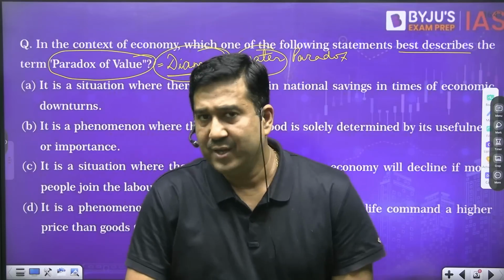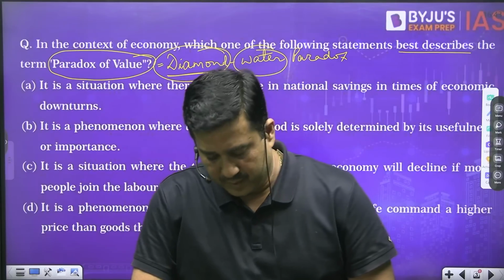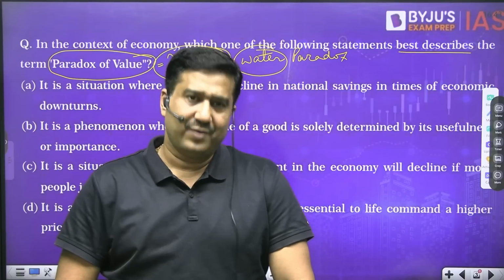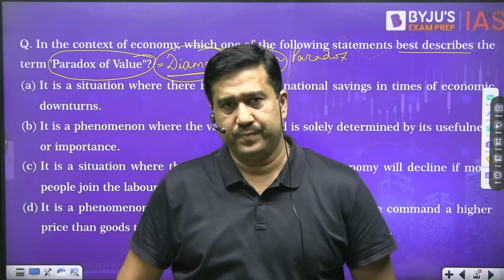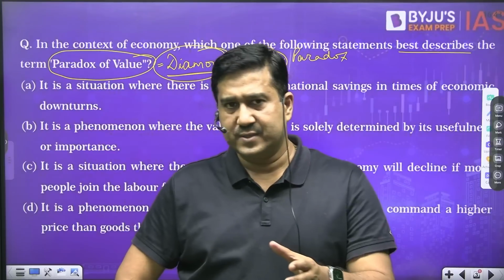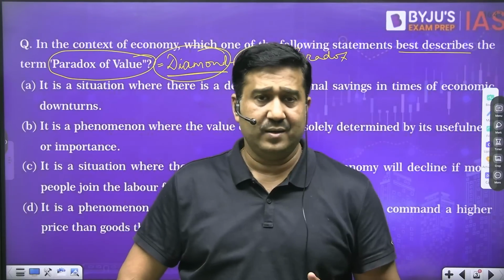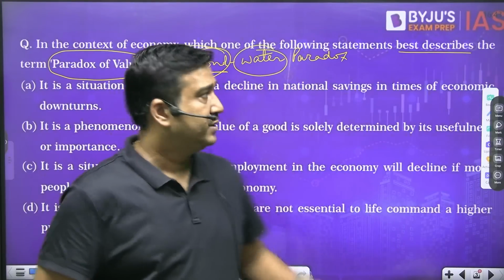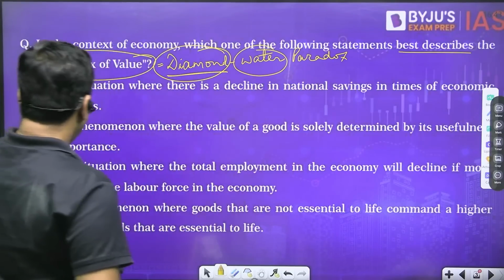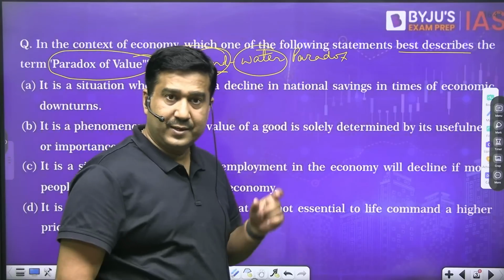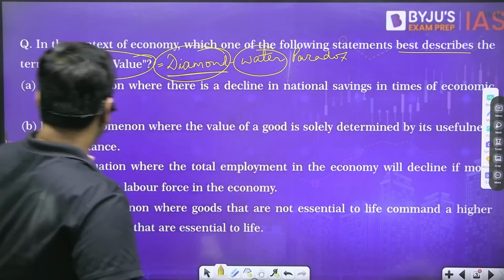A commodity which is essential for our life is found free of cost, and a commodity which is not required for our survival is so costly. This is called paradox of value. Now, in this light, let us examine every option.